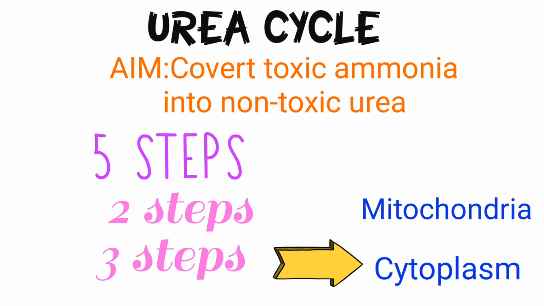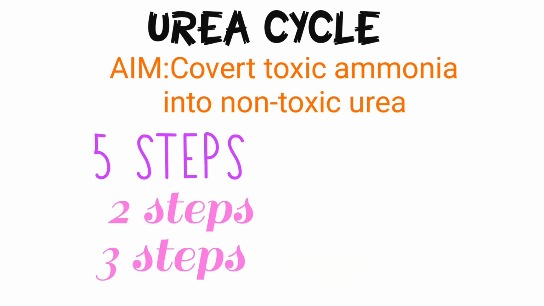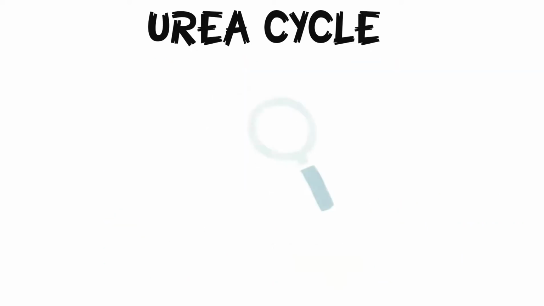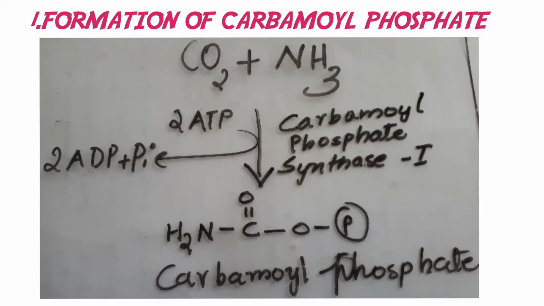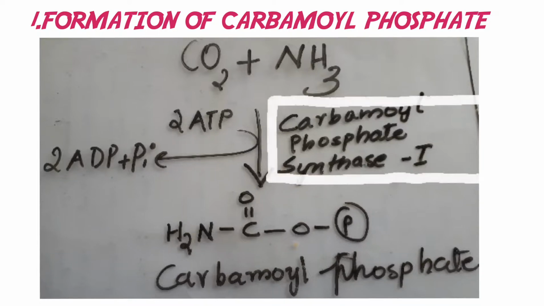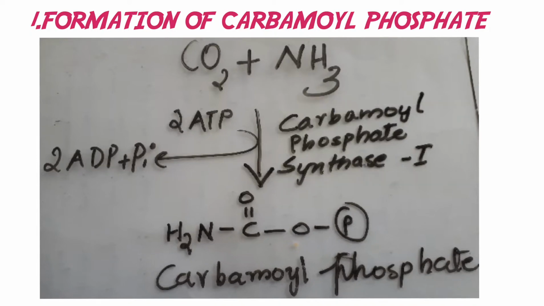Now let's look at the pathway in detail. The first step is the formation of carbamyl phosphate. Condensation of ammonia with bicarbonate ion results in the formation of carbamyl phosphate with the help of enzyme carbamyl phosphate synthase 1, shortly CPS1, in the mitochondria.